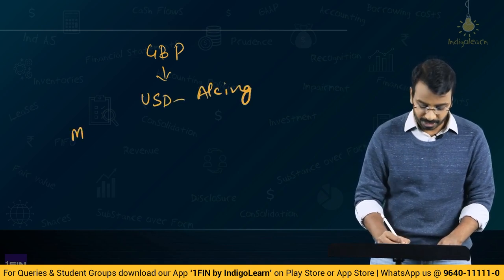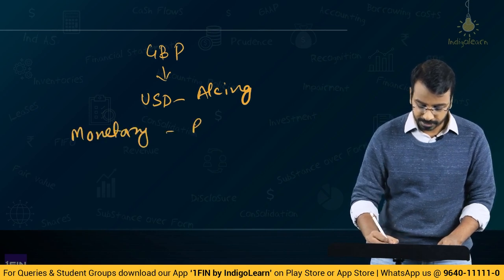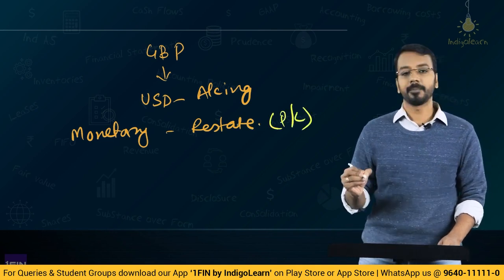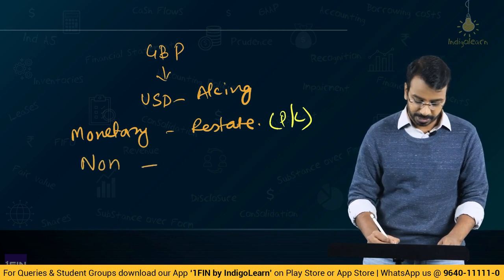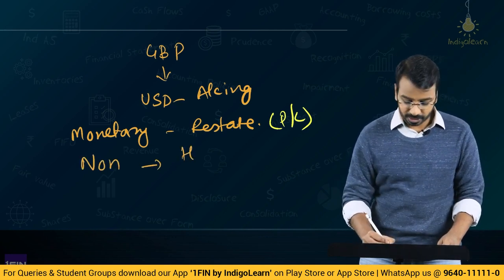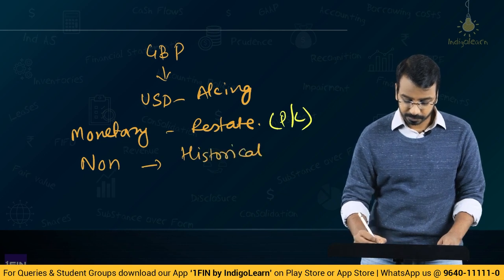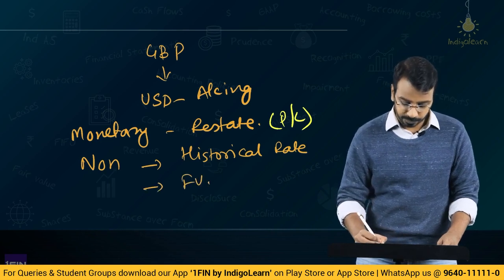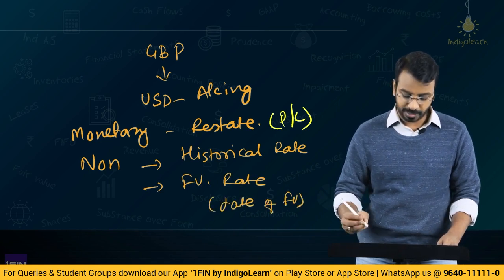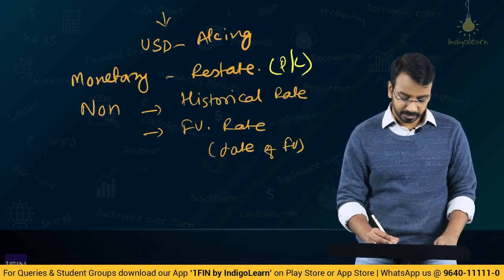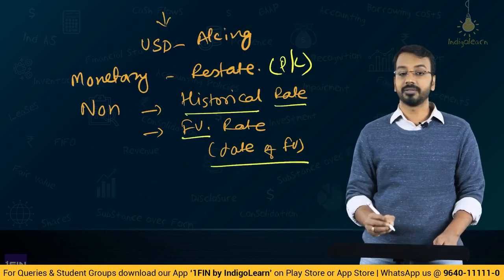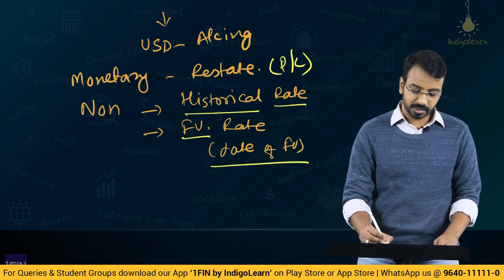At the end of the period, if the items are monetary, you will restate them and the resulting difference will be taken to P&L. If they are non-monetary and carried at historical rate, you will consider the historical exchange rate. If they are carried at fair value, you will consider the exchange rate on the date of fair valuation. And monetary items' difference will go to P&L.